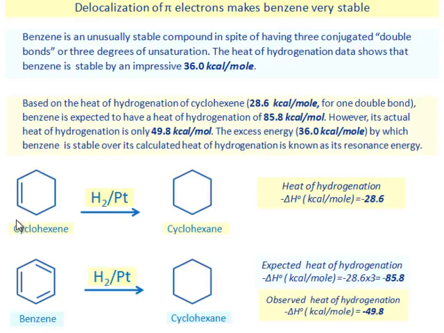Based on the heat of hydrogenation of cyclohexene for one double bond, benzene is expected to have a heat of hydrogenation of 85.8 kilocalories per mole for 3 double bonds. However, its actual heat of hydrogenation is only 49.8 kilocalories per mole. The excess energy, that is 36 kilocalories per mole, by which benzene is stable over its calculated heat of hydrogenation, is known as its resonance energy.